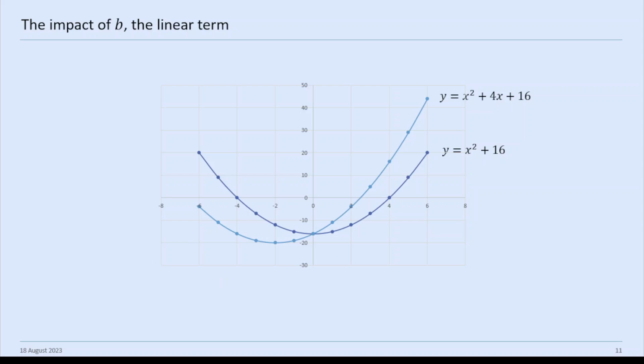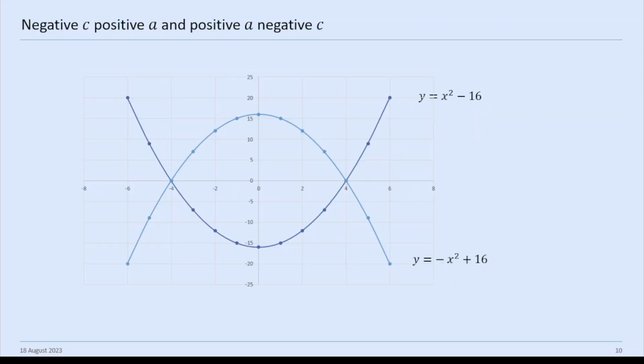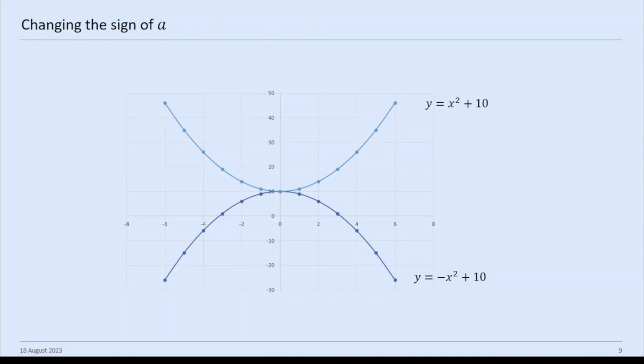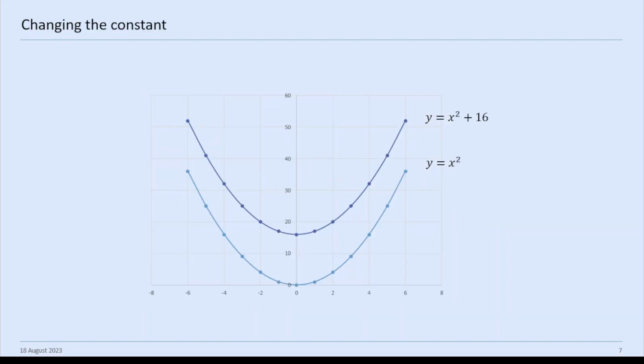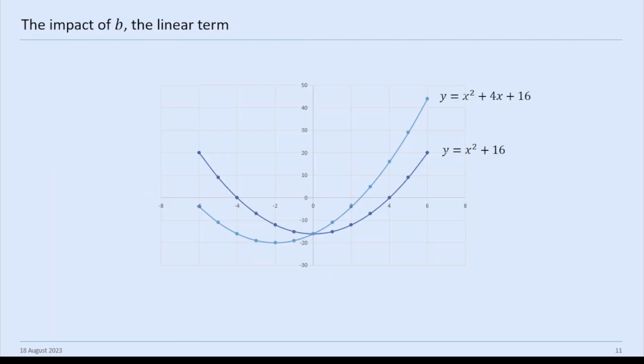This is the least important one, really. These are the ones that matter: knowing when you've got roots, knowing when you go from a U shape to a dome, knowing that increasing a makes it go steeper, and then just knowing that the constant gives you the y-intercept.